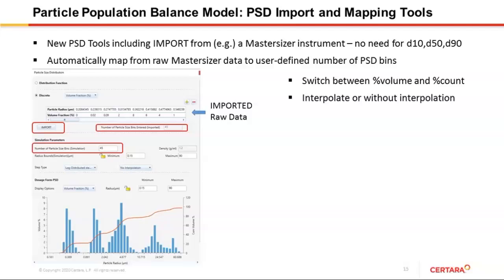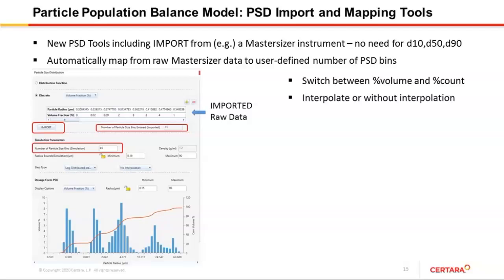So essentially, with the import function, we import the data, we display it where I've indicated with the blue arrow. In here there were 45 particle size bins imported with their volume fraction associated. And you can see at the bottom here a display of the import.